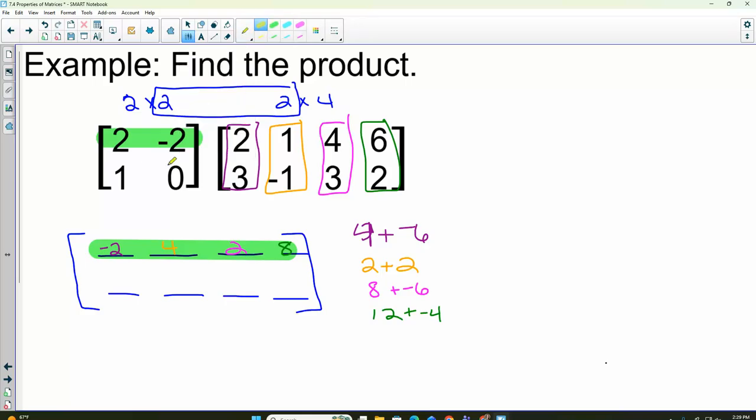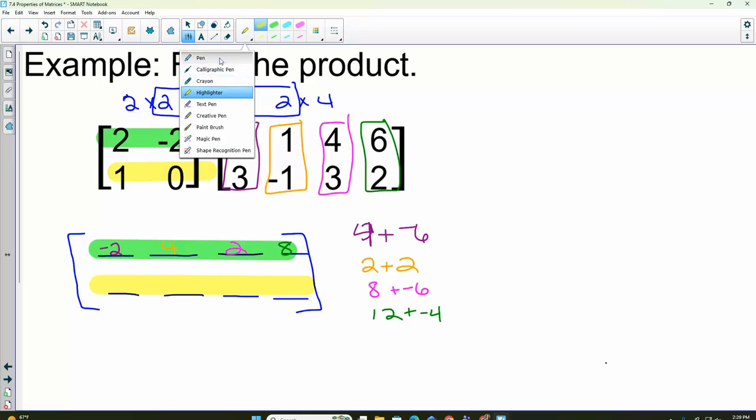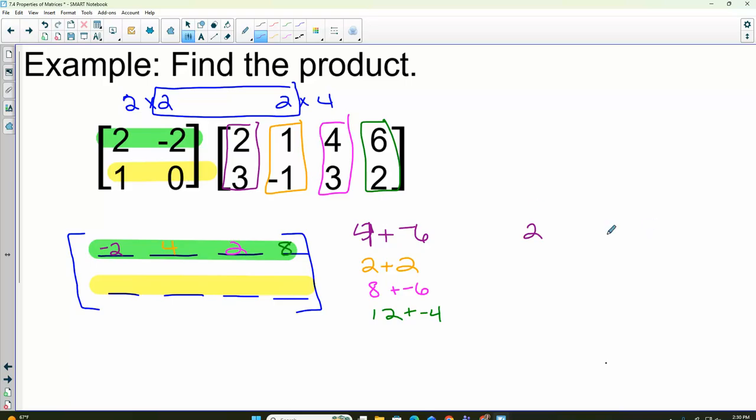Then we need our second row. So we're going to use the second row to get it. We take the second row through each of those columns. So 1 times 2 is 2. 0 times 3 is 0. So we get 2. Next one, 1 times 1 is 1. 0 times negative 1 is 0. We get 1. 1 times 4 is 4. 0 times 3 is 0. We get 4. The last one, 1 times 6 is 6. 0 times 2 is 0. And we get 6.